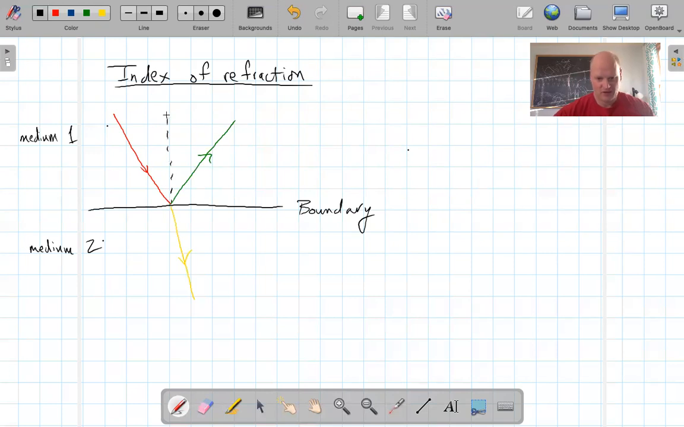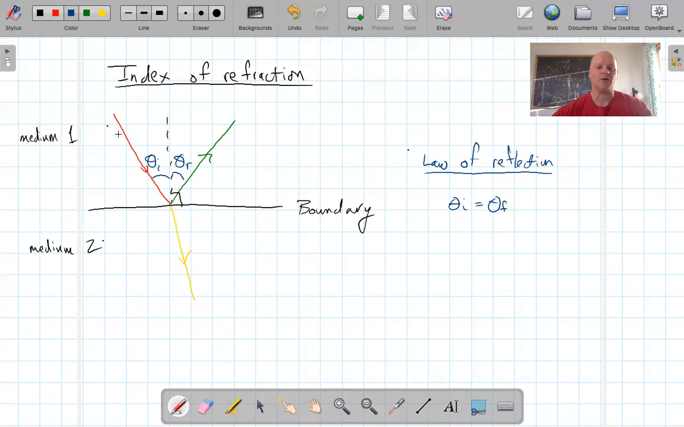When light comes in incident to some sort of boundary, we measure the angle relative to the normal. The normal line is at a 90-degree angle to the boundary. So let's call this the angle of incidence, and the angle of reflection we'll call theta r. By the law of reflection, which is established by experimental proof, the angle of incidence is simply equal to the angle of reflection.